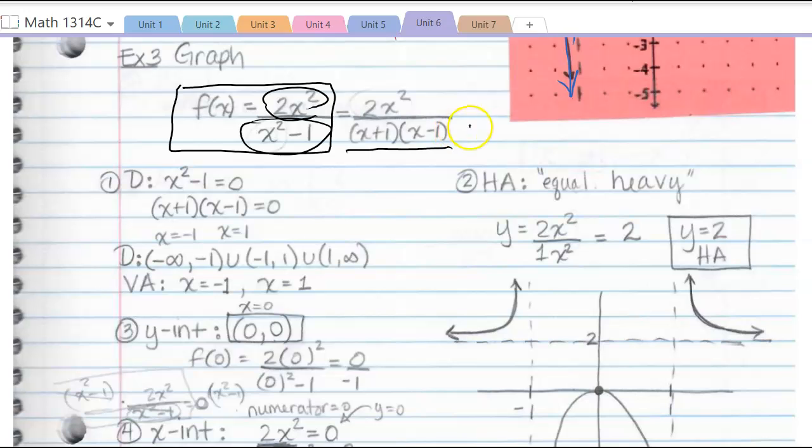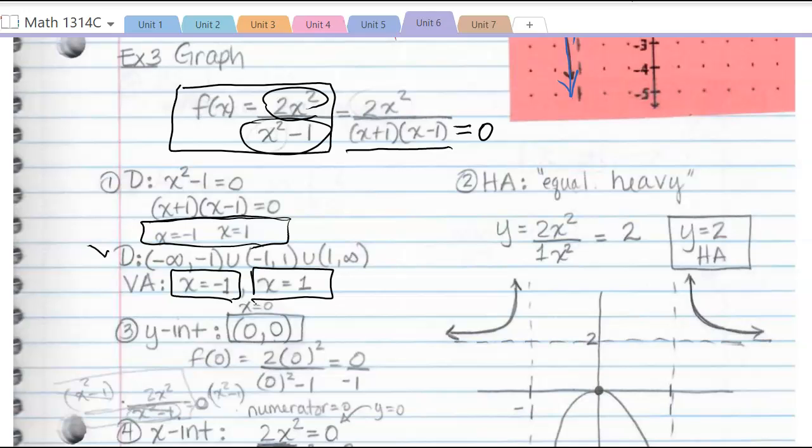So we're ready to go find our domain. Our domain is when we let the denominator equal 0. We have it in factored form. We find that x cannot be negative 1 and x cannot be positive 1. So we've listed our domain here. Because nothing crossed out and we still have these factors in the denominator, we can say that we have two vertical asymptotes, one at x is equal to negative 1 and one at x is equal to positive 1.